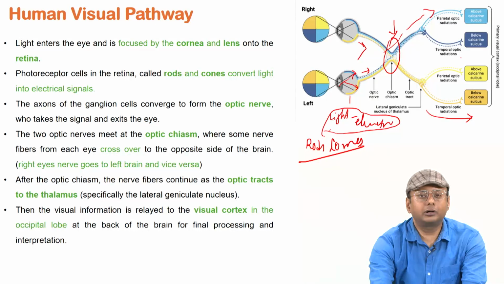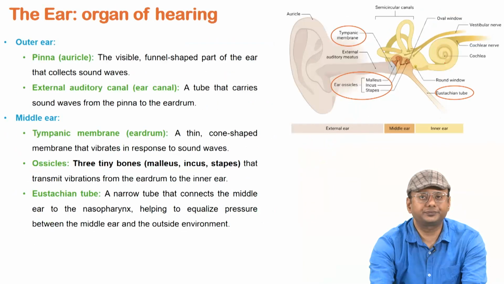So in the visual cortex, the presence of the occipital lobe we already discussed. This occipital lobe of the brain processes these electrical signals, and the brain tries to understand the size, shape, color of the object, or even its distance.